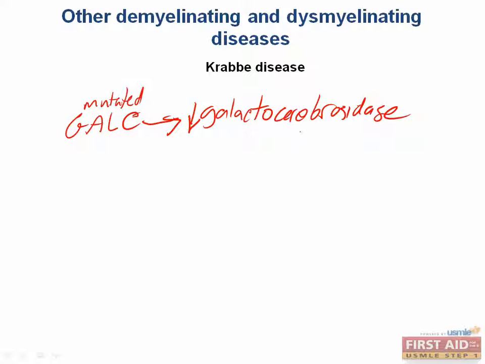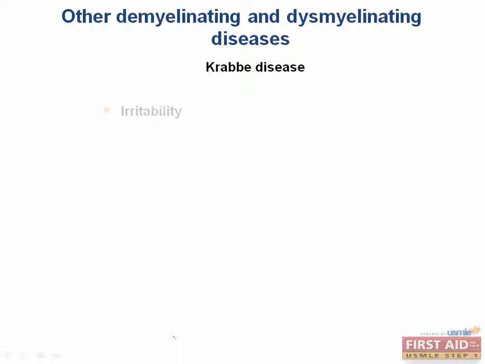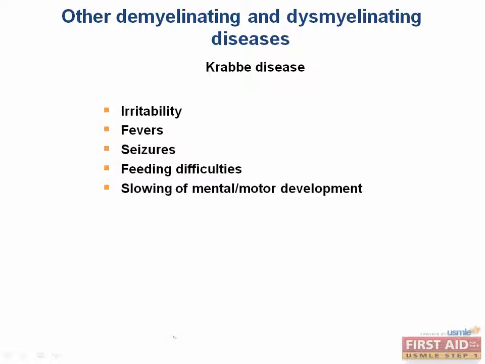Now, because this enzyme is unable to perform its function, we get a buildup of galactocerebroside. Now this, similar to the case in metachromatic leukodystrophy, will destroy your myelin sheath. Now the symptoms can include irritability, fevers, seizures, difficulties with feeding, and kind of a slowing of mental and motor development. And actually this is important clinically because sometimes it can be confused with cerebral palsy.